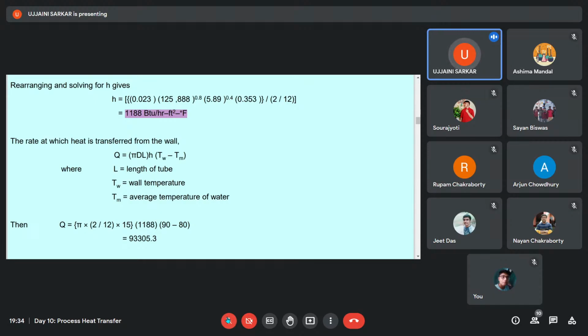So Q equals h times pi d L times Tw minus Tm. This is the value per unit length we are going to find out. So L is 1, take L as 1 foot. D is 2 by 12 feet. Pi is pi, and the rest of the values you substitute, and just check whether you are getting Q as this value. And now tell me, what is the unit of Q? Unit of Q is BTU per hour.